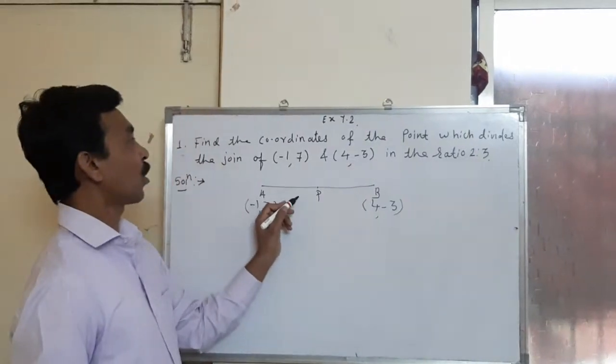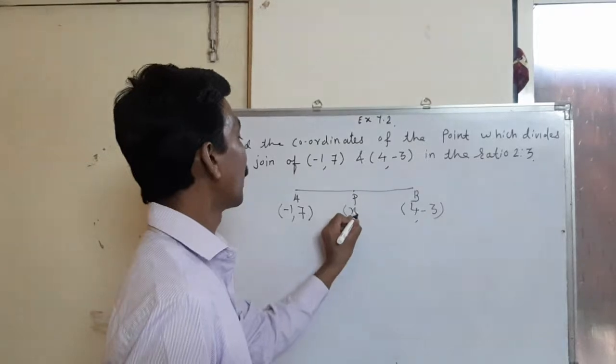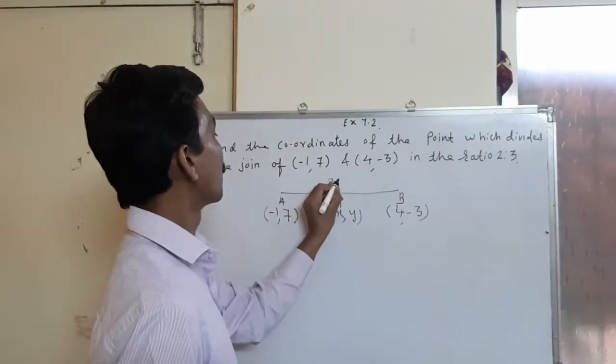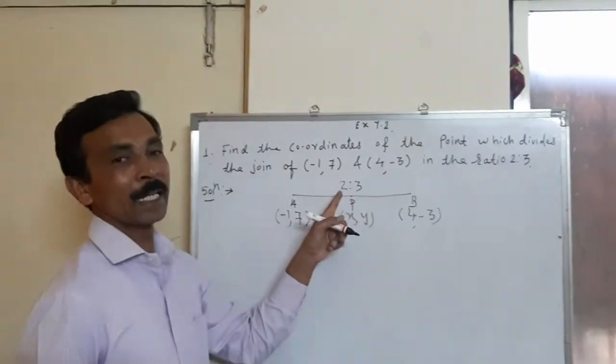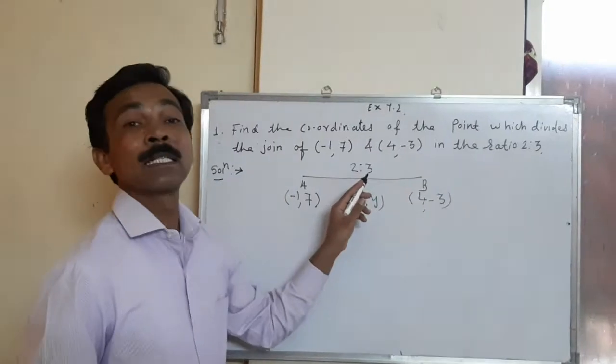And we have to find the coordinates of the point. We have taken this as point P. So the coordinates we don't know, we will take this as x and y. In the ratio 2:3. The ratio we have to write here, 2:3. 2 means m1, 3 means m2.